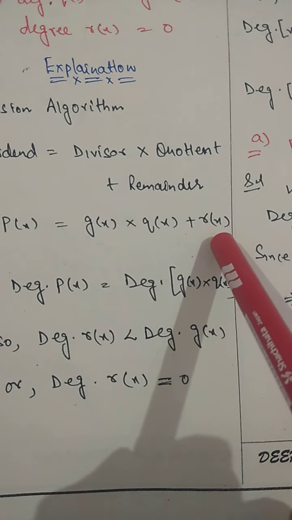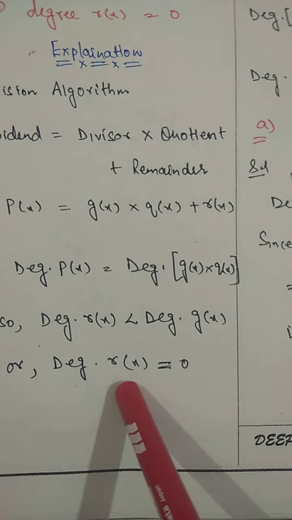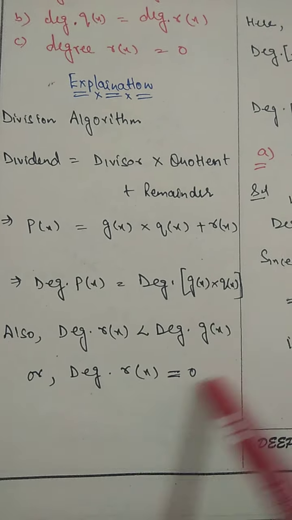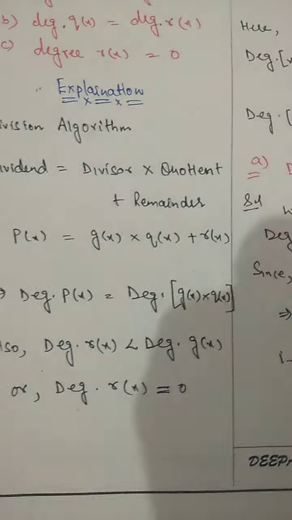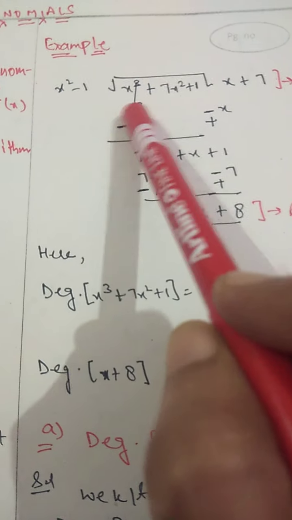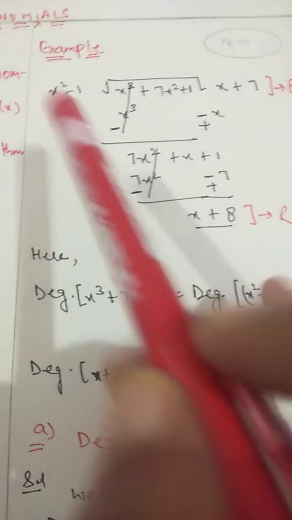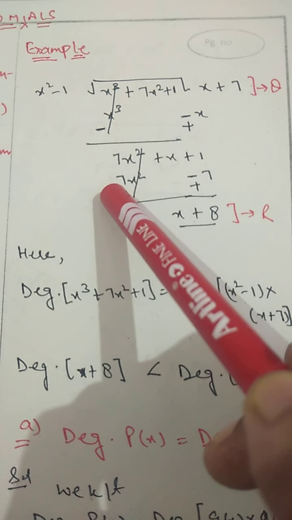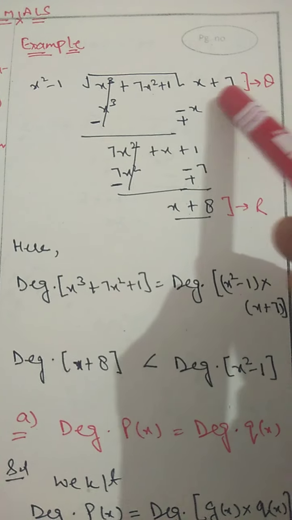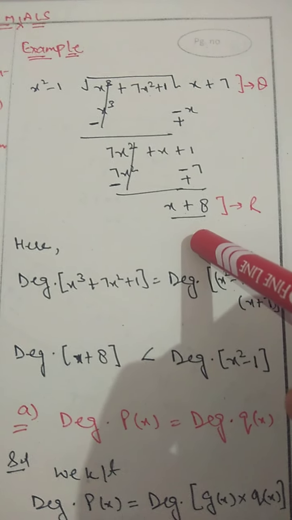As you all know, the degree of the remainder is always smaller than the degree of the divisor, or it can be 0. Let me prove this typical point with the help of an example. I have taken the polynomial x cube plus x square plus 1 and divided it by the polynomial x square minus 1. After performing the division, I have obtained the quotient as x plus 7 and the remainder as x plus 8.